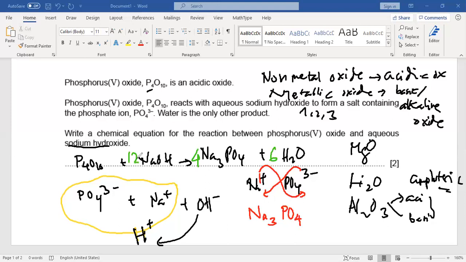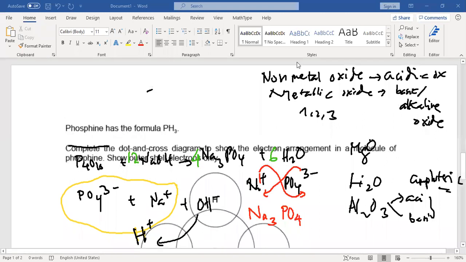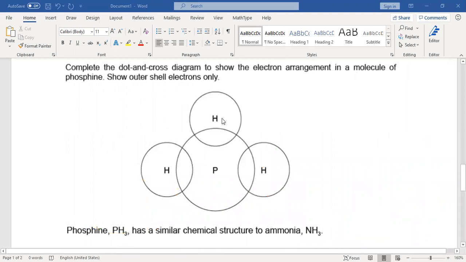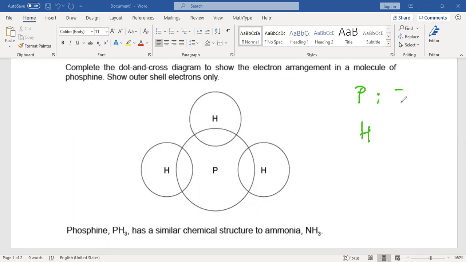Next, let's talk about this one. Complete the dot and cross diagram. It means that you may choose one to be a dot and the other to be a cross. All you need to do is go to your periodic table. Where is phosphorus located? Phosphorus is located in group 15, or group 5, and H is in group 1.